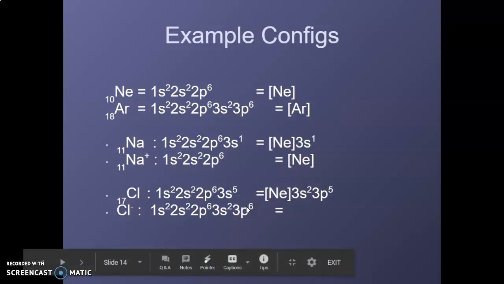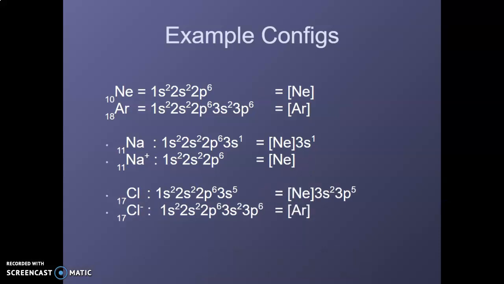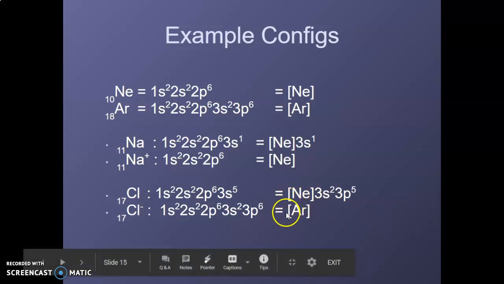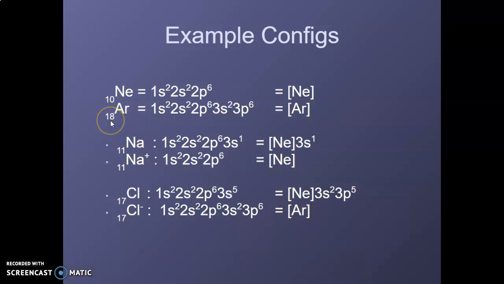So I want you to take a minute and predict the abbreviated noble gas configuration for chloride ion. That's right, chloride ion would have the abbreviated configuration bracket argon, because remember, argon is the noble gas that has 18 electrons.